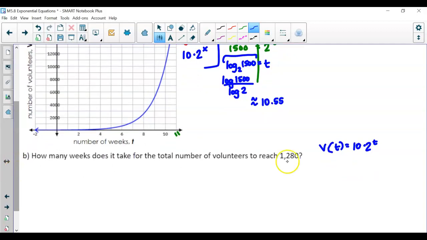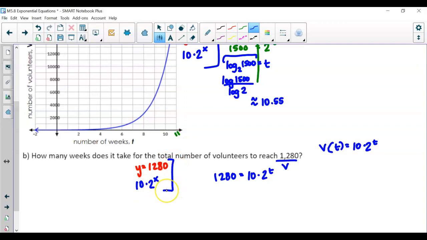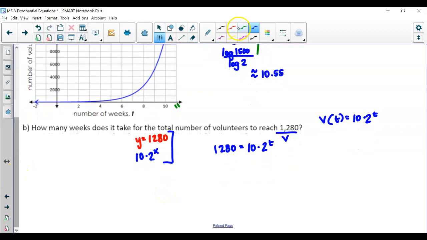And here we go. So again, this represents the number of volunteers. So this is 1,280 is equal to 10 times 2 to the t power. So now for those who wanted to graph in Desmos, you would graph y is equal to 1,280. Then on the second line, you just graph 10 times 2 to the x. See where the two graphs cross each other? And we're going to solve this to see if we get the same answer.